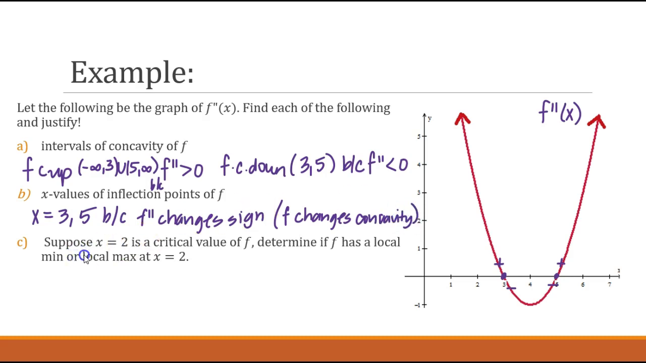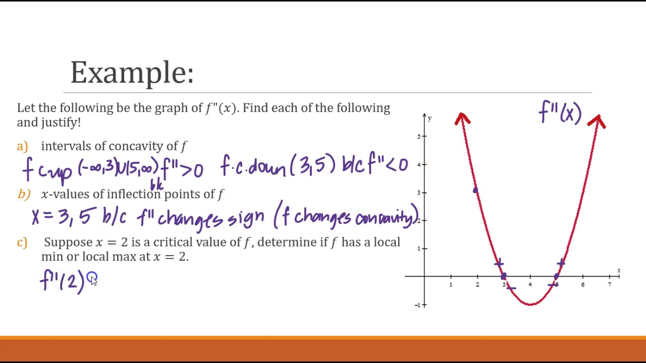And finally, in part C, we have suppose x equals 2 is a critical value of f. So we're just being given that piece of information in this problem. Determine if f has a local min or a local max at x equals 2. So what we are interested in is the sign of the second derivative at 2. So here's 2. If I go up to the function, I can see that that value is positive. It doesn't even really matter what the value is.